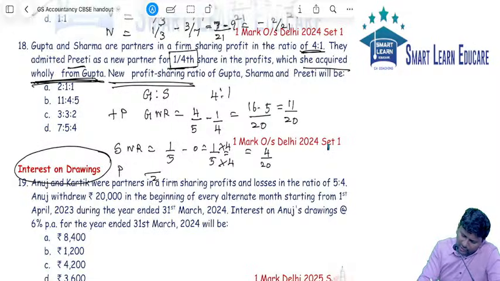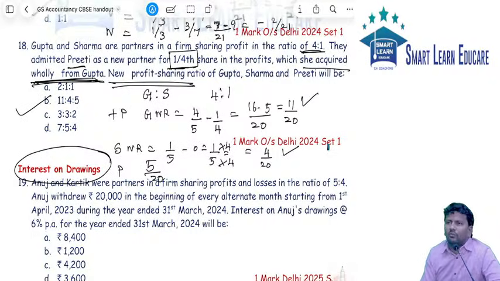For the new partner Preethi, how to calculate? Total share is 20. In this, G has taken 11 and S has taken 4. 11 plus 4, it is 15. So the remaining balance is 5. 5/20. So the new ratio is 11:4:5.